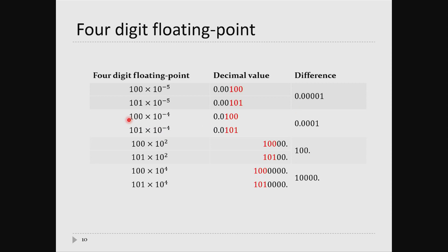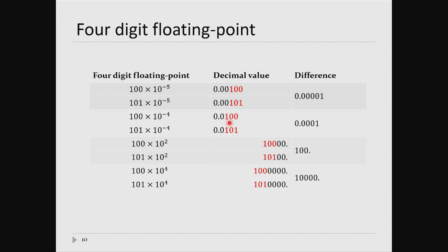Right? So let's look at another example. Now I'm going to change the exponent, right? I'm going to go up by 1 order of magnitude. So the smallest number that I can represent that's raised to 10 to the minus 4 is 100. Right? Its value is 0.01.